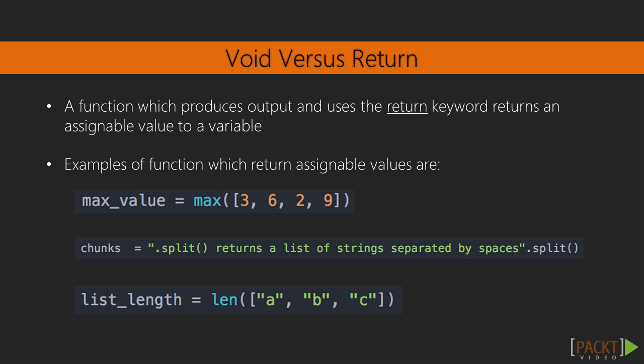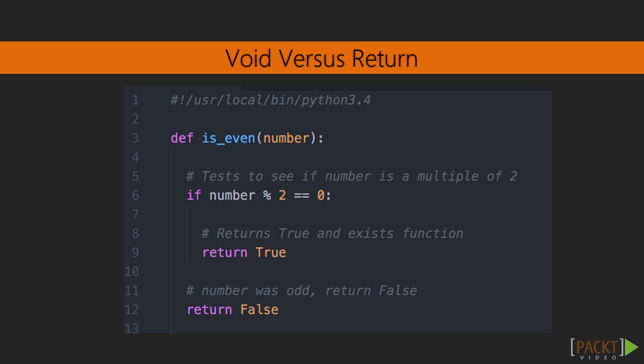Other examples include when you split a string by spaces, it returns a list with those strings in a list. And another example is the length function. It returns the length of a list in this example. So we can assign list length to the length.